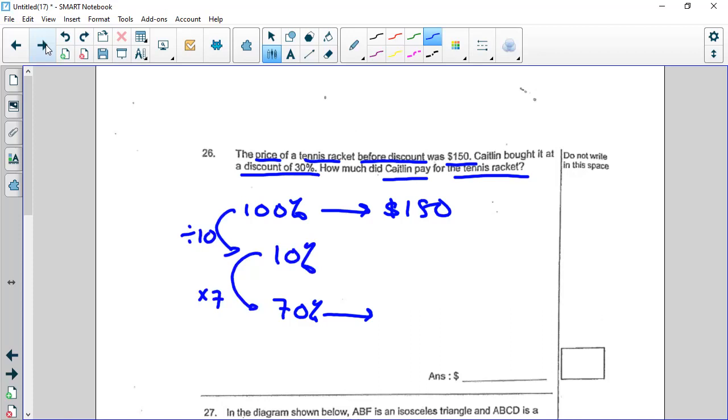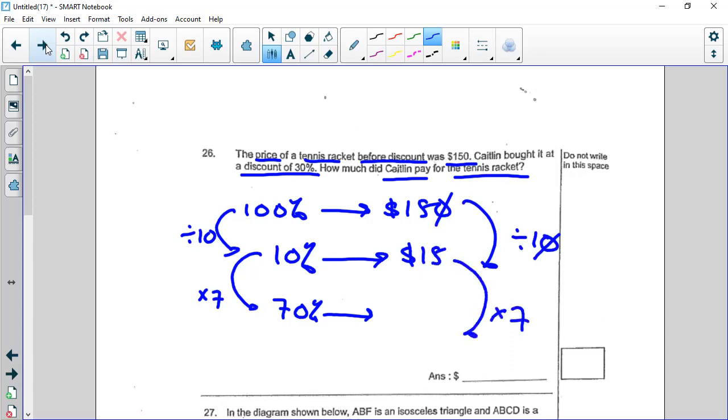All right, so divide by 10. Then on the other side, you also divide by 10. So you cancel 10 and also cancel 10. So 10% is $15. Then later, you also times 7. So 15 times 7, that will be $105. Shortcut without finding 1%. So you don't always have to find 1%. You can jump. Okay, question 27.